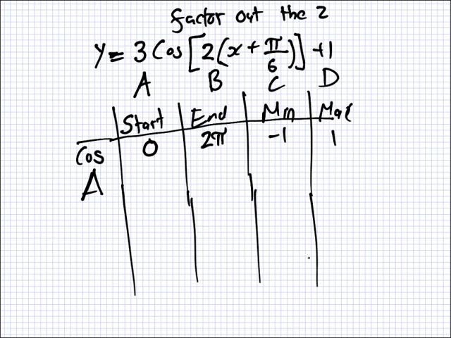How do they change now? Gonna be next to the 3. Yeah, there we go. Okay, what's the effect of the B? The end. Very good. What is it now? 4 pi. Good, yeah.